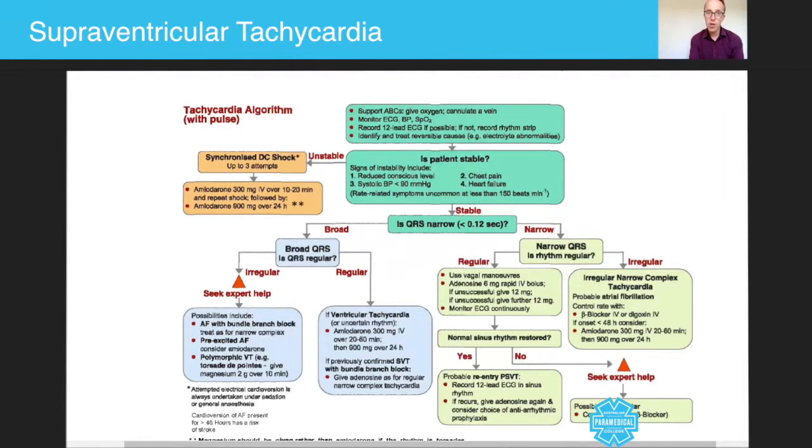So the first thing you would do is treat your whole patient. So do the airway, breathing, circulation. As it says here, support ABCs. That will always be the first thing you do in every patient. Give oxygen if there are signs of hypoxia.